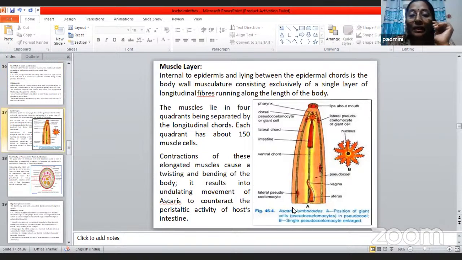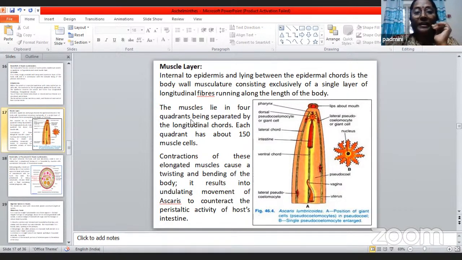Muscle layer. What is the muscle layer made up of? Internal to the epidermis lies the muscle layer. First we talked about the cuticle, then the mid epidermal layer, and now we are going to talk about the muscle layer, which is inside. They lie between the epidermal cords in the body wall. Musculature consists exclusively of a single layer of longitudinal fibers running along the length of the body. So the muscles are made up of longitudinal fibers and run throughout the body.